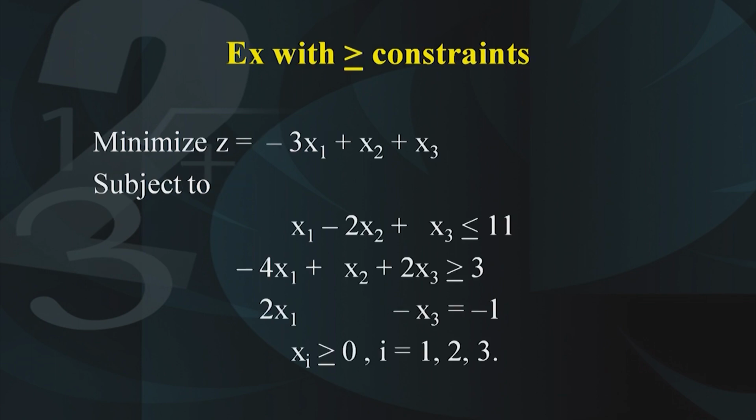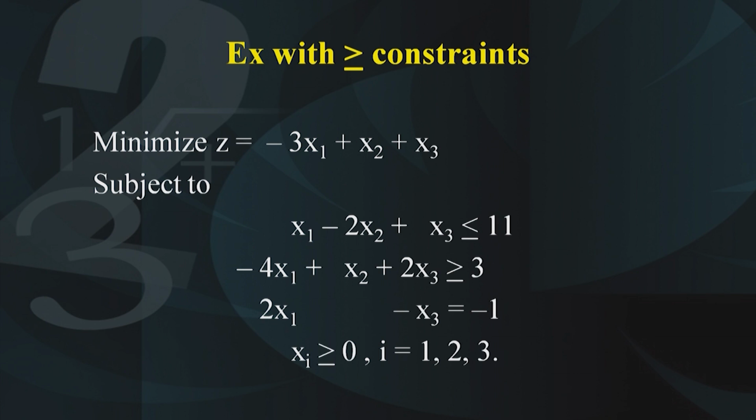Let us look at this linear programming problem. The problem says we want to minimize a function of 3 variables as follows: minus 3x1 plus x2 plus x3, which is subject to 3 constraints, where the first constraint is of the less than or equal to type, the second constraint is of the greater than or equal to type, and the third constraint is of the equality type.